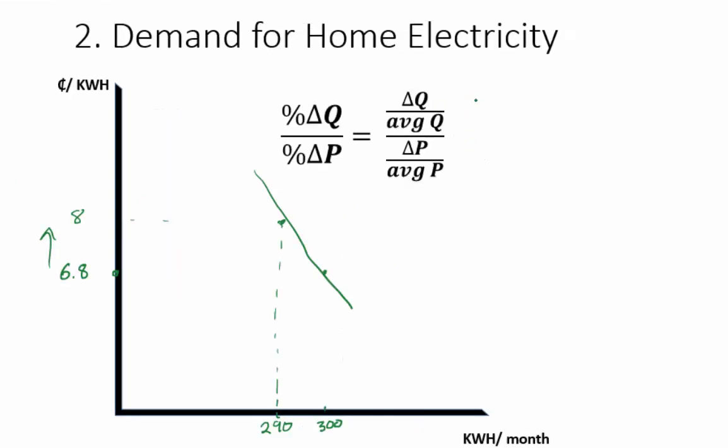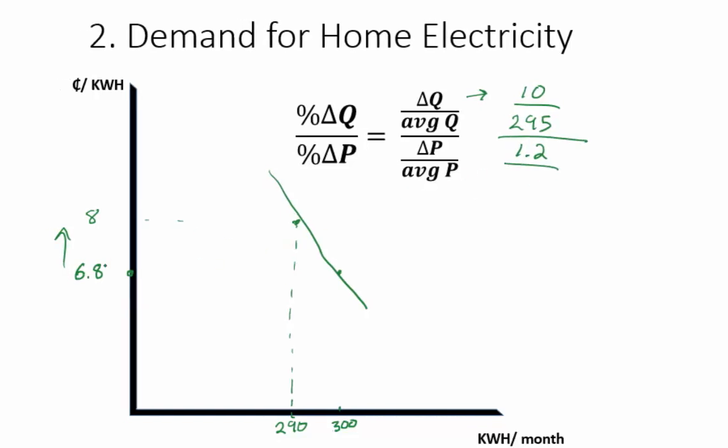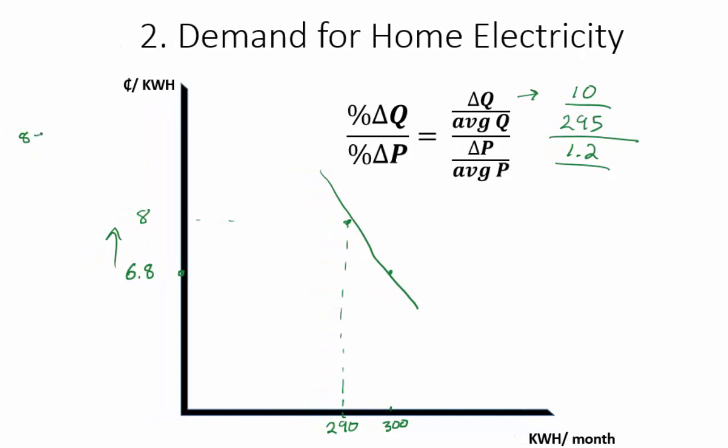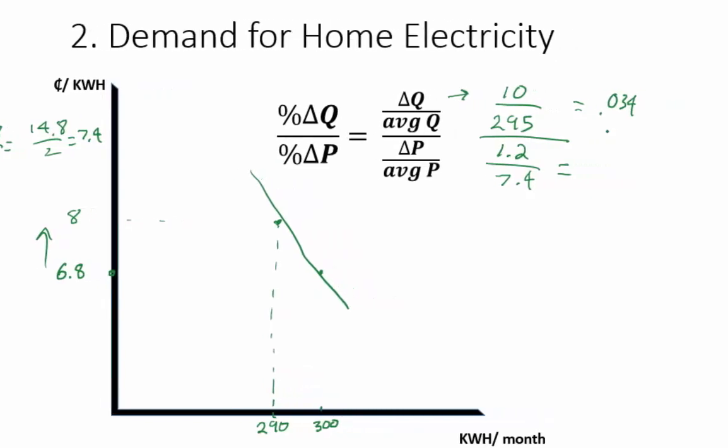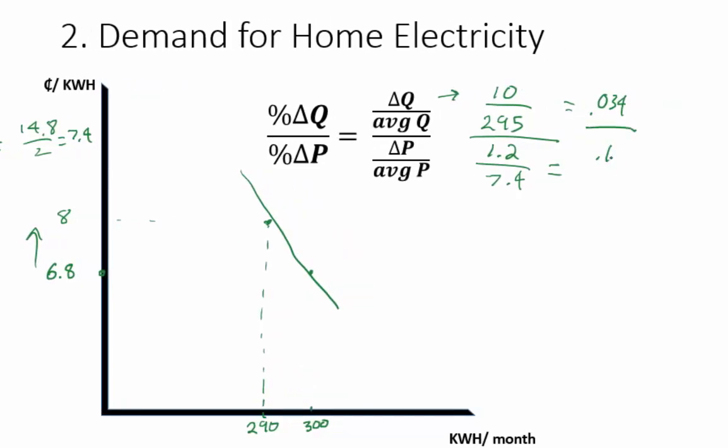So once again, we just want to plug and chug into the formula. The delta Q is a change of 10 kilowatt hours. The average Q would be the midpoint, 295. The delta P is 1.2 cents, and the average P here, simply 8 plus 6.8 divided by 2. 8 plus 6.8, that's 14.8 over 2, 7.4. Okay, then we work out all this math. We get 0.034 divided by 0.16, and that works out to, I'm rounding, 0.21.